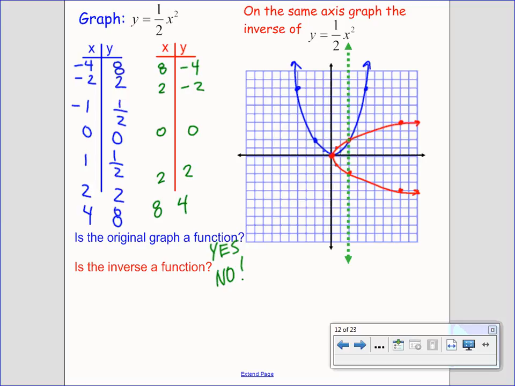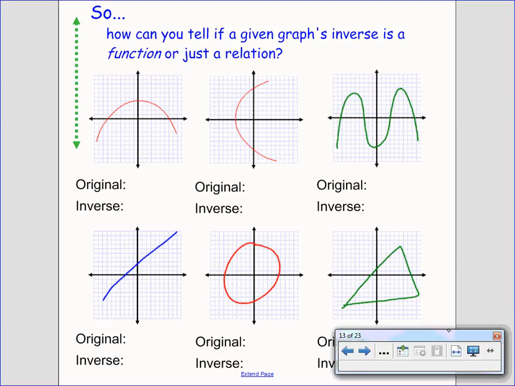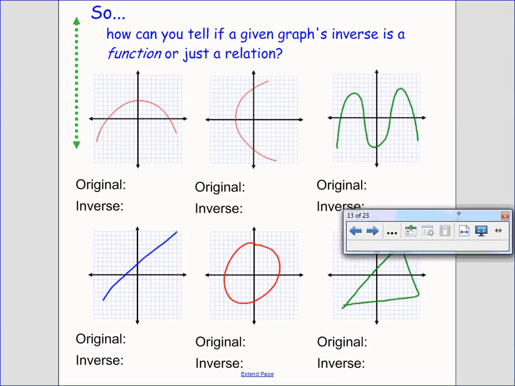So the inverse was not a function in this case. Sometimes it is. And so we're going to focus now on when a given inverse is also a function. So we're going to look back at our pictures again when we were talking about the vertical line test on day 4. How can we tell if a given graph's inverse is a function or just a relation?